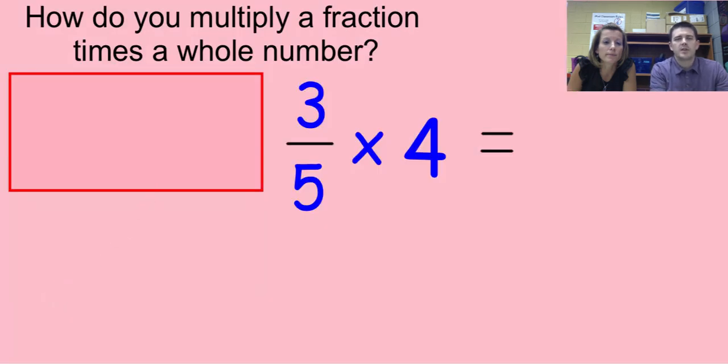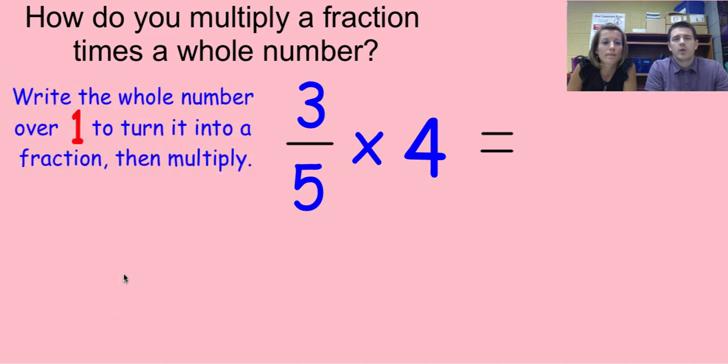So what happens if instead of multiplying two fractions together, we want to multiply a fraction and a whole number together? Our rule was we have to multiply numerators together and denominators, but our whole number doesn't have those two pieces. So here's how we handle it. We're going to write our whole number over 1 to turn it into a fraction. So this time we're going to have 3/5 times 4. 4 becomes 4 over 1 because it's 4 whole groups of 1.